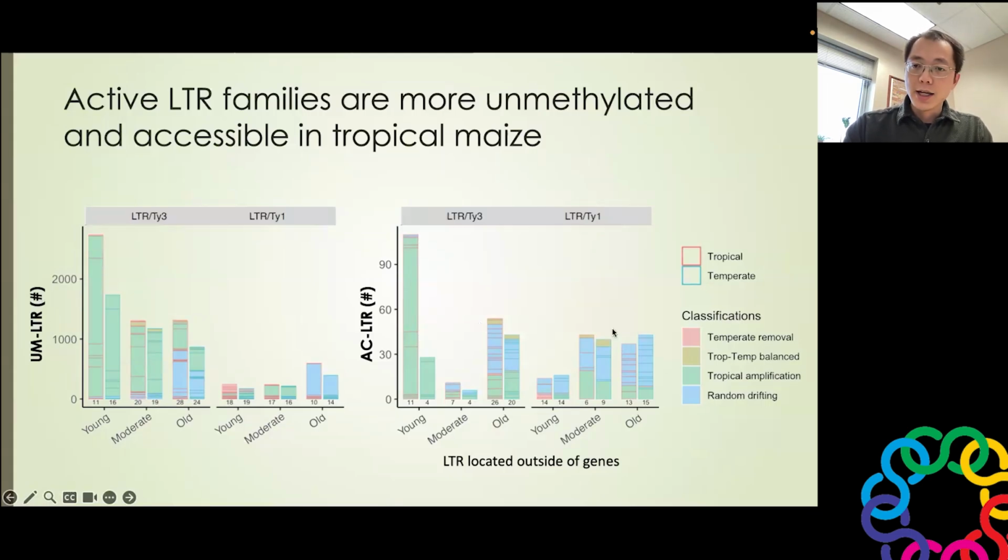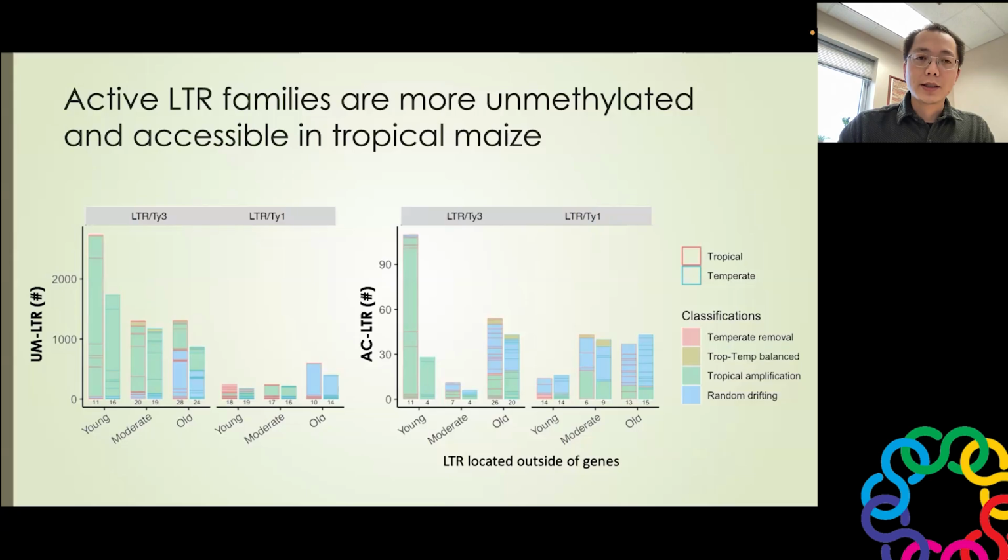And then secondly, if you look at tropical and temperate differences, a lot of them are coming from more numbers in tropical maize genomes than temperate, especially if you look at the ACR here, it's more dramatic. So that means these tropical amplifying families are more open chromatin and methylated in tropical maize genomes. And they are mostly coming from young and moderate families. So all support each other.